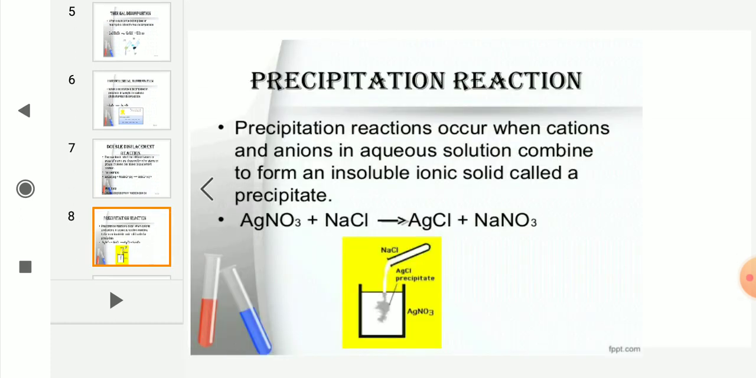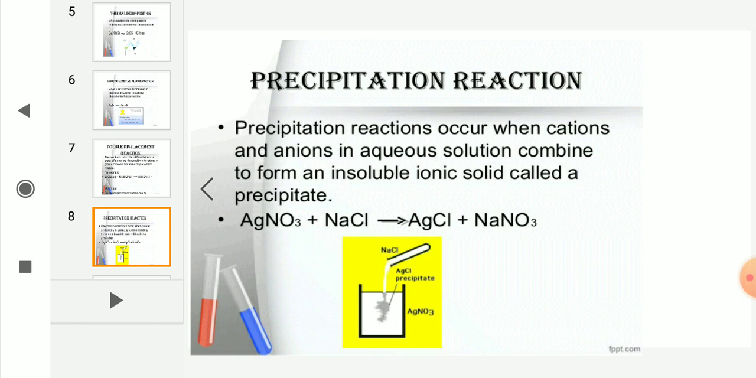Next we have the precipitation reaction. Precipitation reactions occur when cations and anions in aqueous solution combine to form an insoluble ionic solid called a precipitate. Precipitates are always insoluble. That's why they settle down at the bottom of a container, whether it is a conical flask or a test tube.